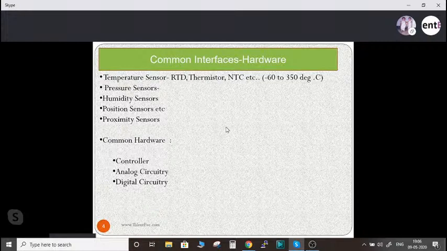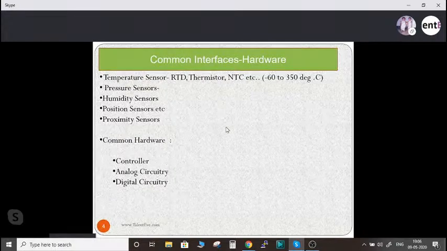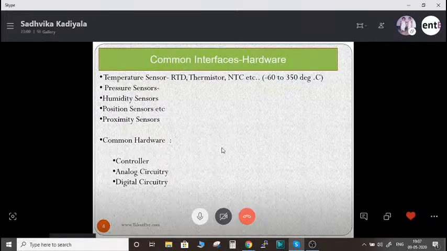But my code is not changing. What I mean to say is the controller is the same irrespective of my domain. The analog circuitry is the same, the digital circuitry is the same, I have to give some digital inputs, I need digital outputs. That is how the interfaces are common. So what I want to say is, if you understand the hardware and how it is interfaced for one particular domain, it is easy to switch over to other domains.